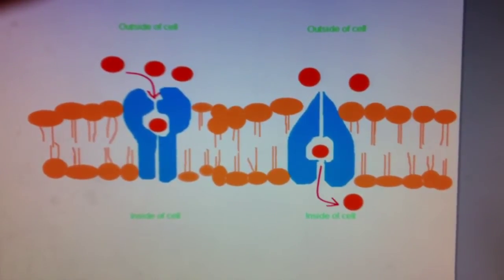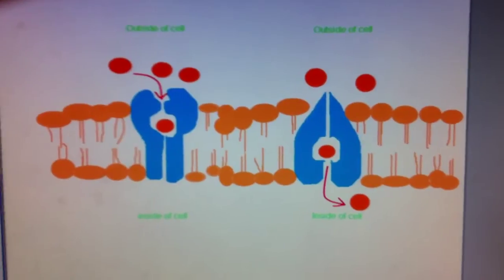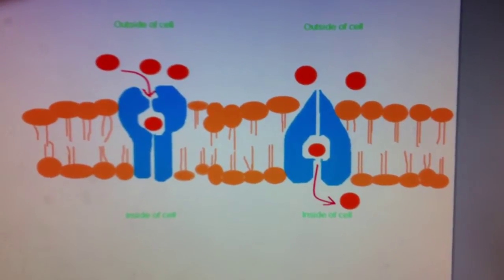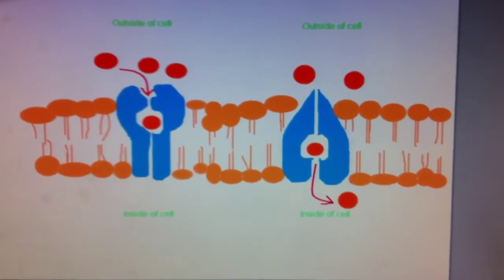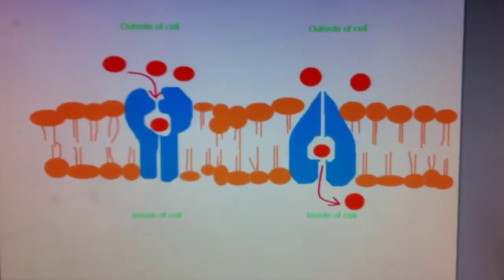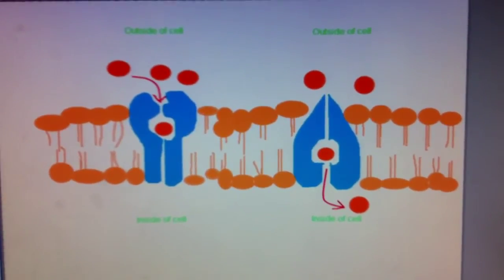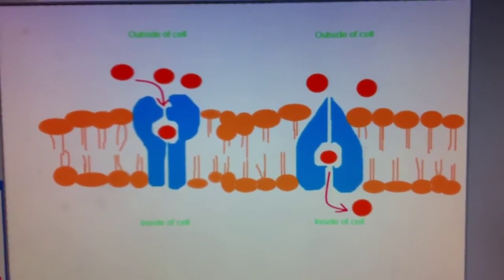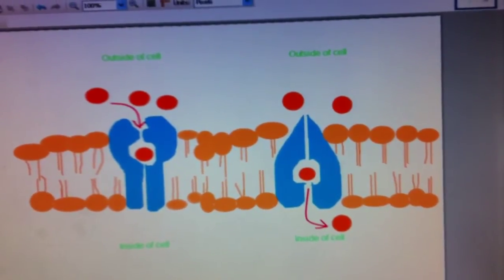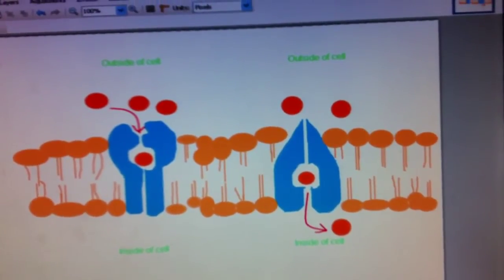Carrier proteins. Carrier proteins transport substances that fit within their binding site. A carrier protein binds to a specific substance on one side of the cell's membrane. This binding causes the protein to change shape. As the protein changes shape, the substance is moved across the membrane and is released on the other side.